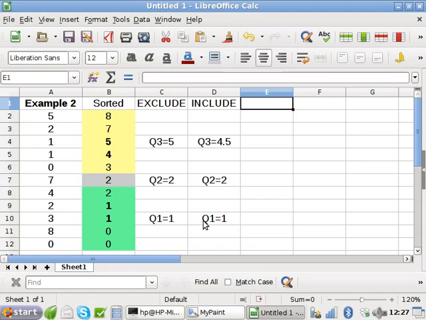Any other ideas? Any ideas? No, I'll tell you. We'll go for the arithmetic method, and this method you exclude and include and take the average of both answers.